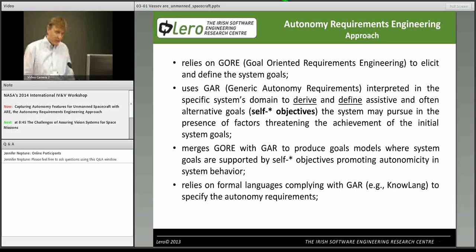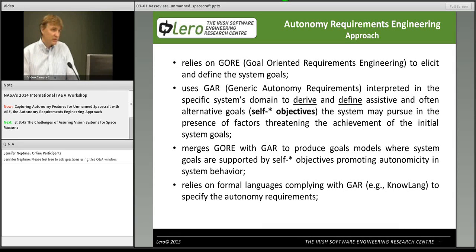and it helped us come up with a solution where we use the so-called goal-oriented requirements engineering to elicit and define special system goals, and then we apply to each one of these goals the so-called generic autonomy requirements. This is a mechanism we developed in the course of this project, where the basic idea is to derive, for each system goal, assistive and often alternative goals, which we call self-objectives. These self-objectives help the system pursue its initial goals in the presence of factors threatening the achievement of these goals.